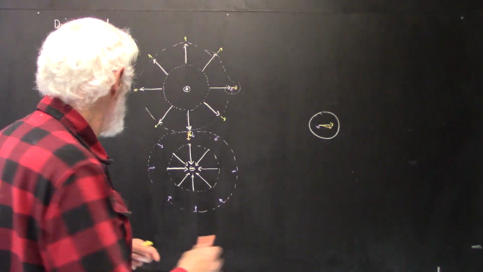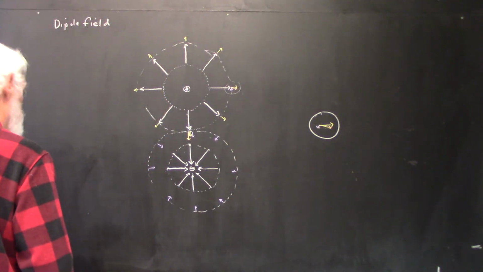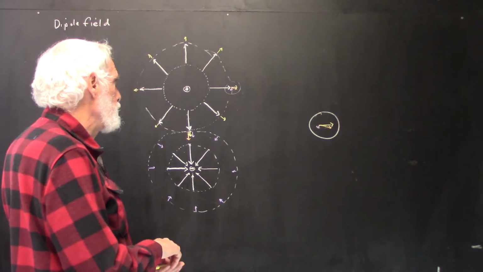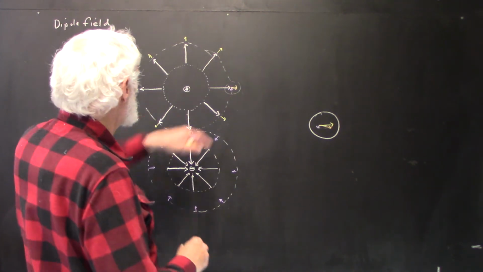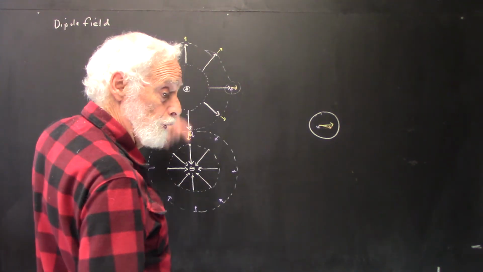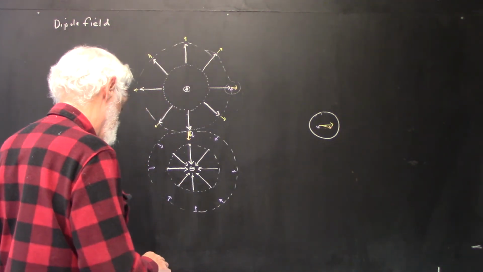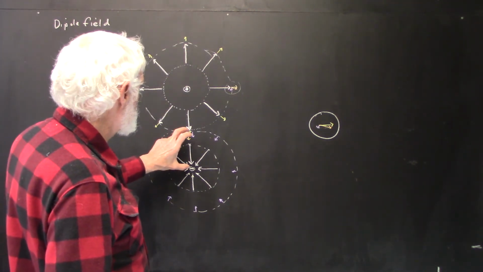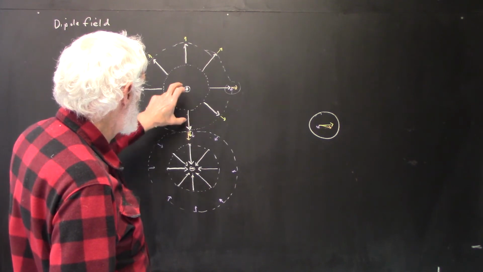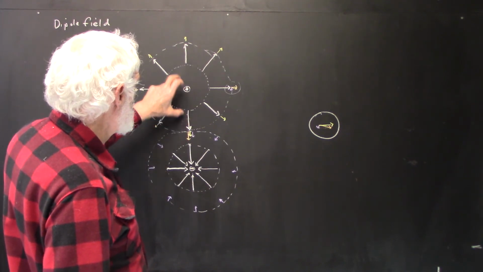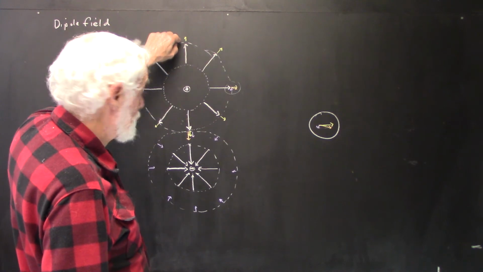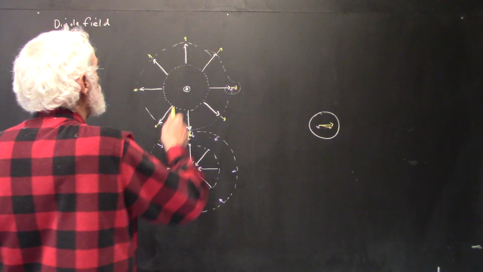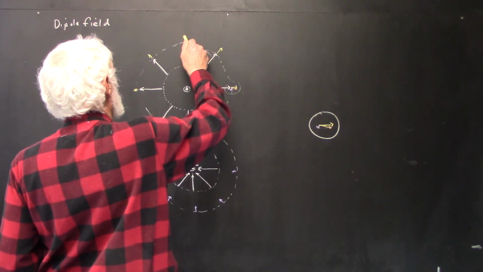So I'm going to use this orange chalk to indicate the net field. I can do that at every point on the circle. I can do that at every point in space. The distance from here to here is the same, and then from here to here is supposed to be the same. So that at this point, this vector should be just a little longer.